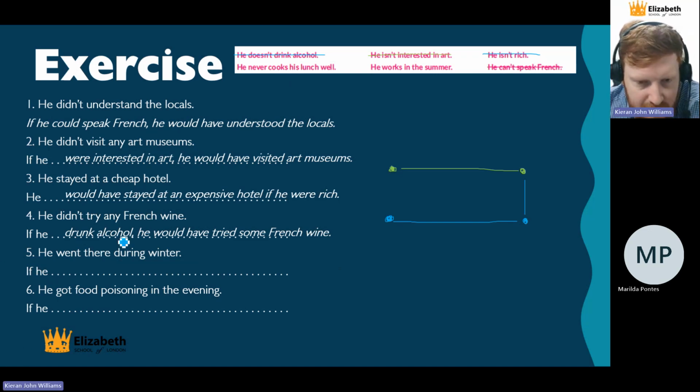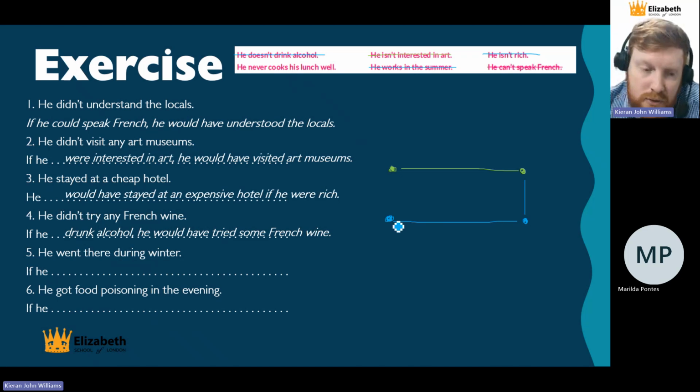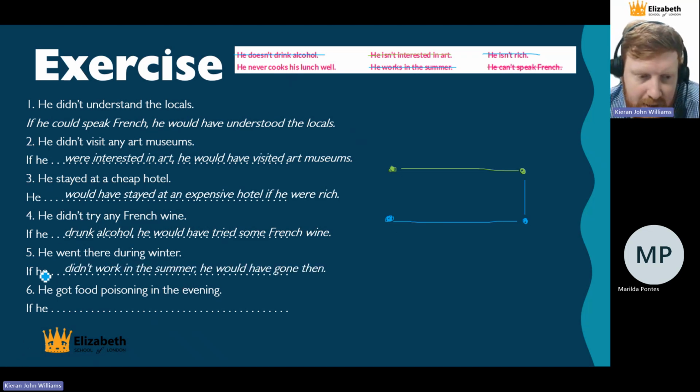Right, on to the next sentence then. So he went there during winter. So this is in reality. He went there during winter. And that is because he works in the summer. But let's imagine he didn't work in the summer. So that would mean that he could travel to France in the summer instead. So our sentence would be, if he didn't work in the summer, he would have gone then in the summer.